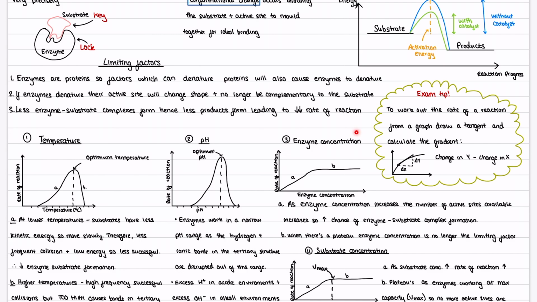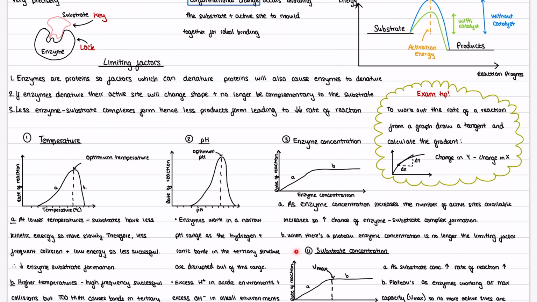Then we have the enzyme concentration. As the enzyme concentration increases, the number of active sites that are available increases, so there's an increased chance for enzyme-substrate complexes to form. However, a plateau is reached when the enzyme concentration is no longer the limiting factor.